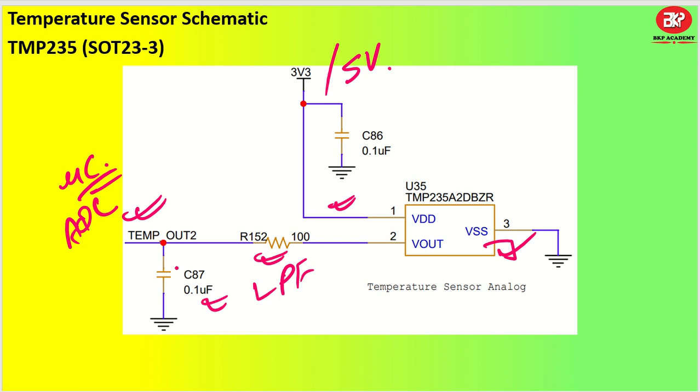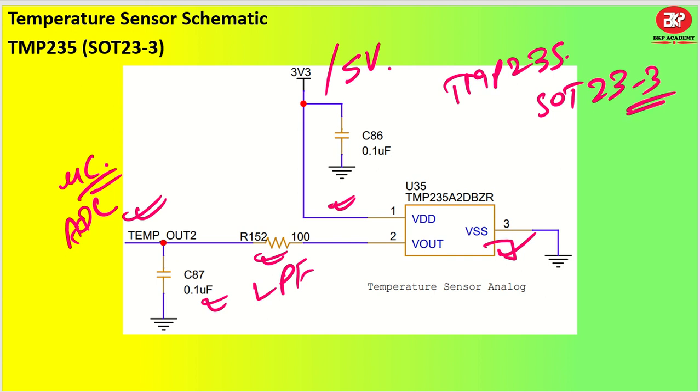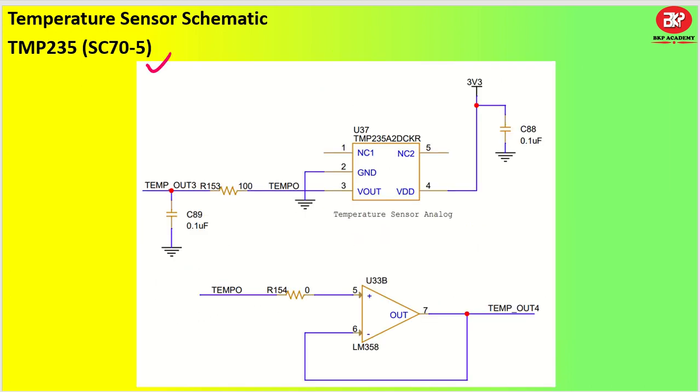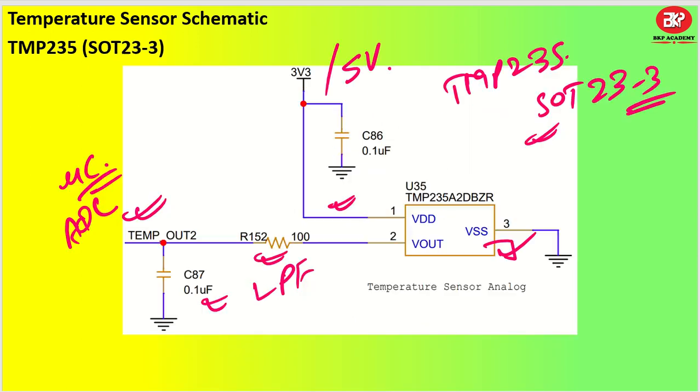So just remember, this was TMP 235, and it is SOT 23-3 package, whose lead time is a bit more, but it is well recommended device, and it is very good device. So same application I will do with SC70-5 package. So what you can do is SC70-5 package, TMP 235A2DCKR. So DCKR is the complete part number. Similarly, the complete part number for this was A2DBZR. Got it?